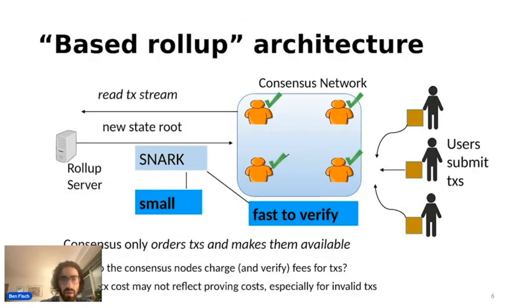So this has also been called based rollup, which is a relatively new term, but in many ways, this is the purest of ideas for rollups, where the layer 1 is still doing most of the job. It's just that the rollup is only doing the execution. Users are submitting transactions directly to a consensus network that in a decentralized way is ordering them and making them available. Rollup servers just read from this, do the computation, and produce an update.